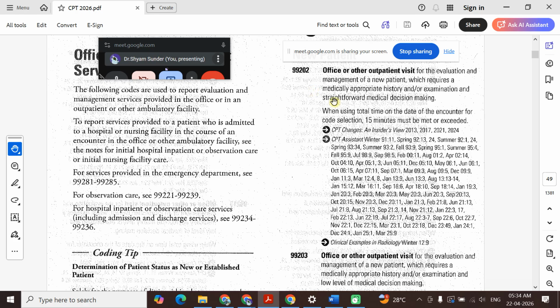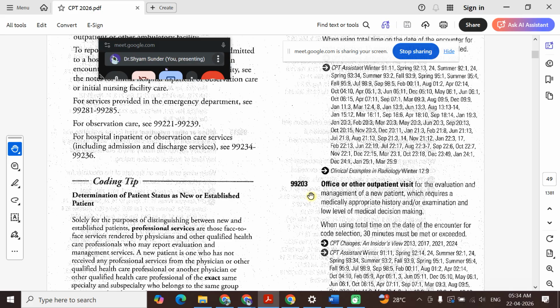So most of the conditions here heal on their own, and don't require any tests or medication. Those are the kind of conditions. Here, 99203, throat pain, requires some attention. Maybe a test may not be required, but some medicines like paracetamol, OTC or over-the-counter medication, isn't it?